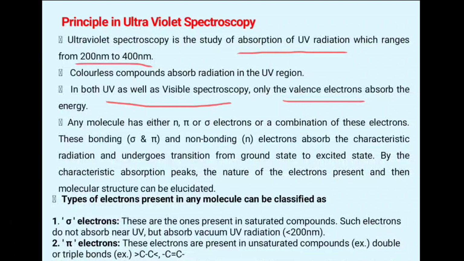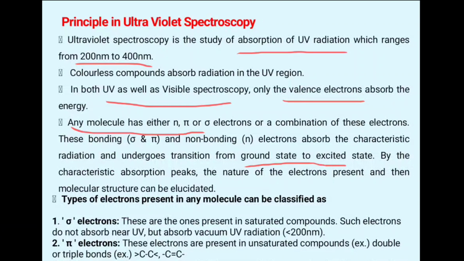Let us see what is the principle involved in UV spectroscopy. In UV spectroscopy, any molecule has either n, pi or sigma electrons or a combination of these electrons. These bonding and non-bonding electrons absorb the characteristic UV radiation and undergo transition from ground state to excited state. By the characteristic absorption peaks, the nature of electrons present and then the molecular structure can be elucidated.